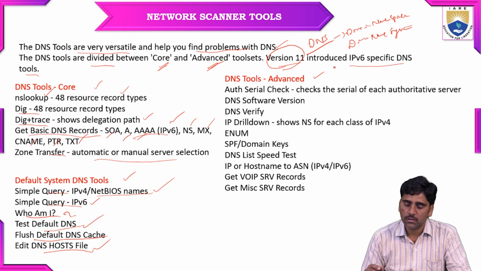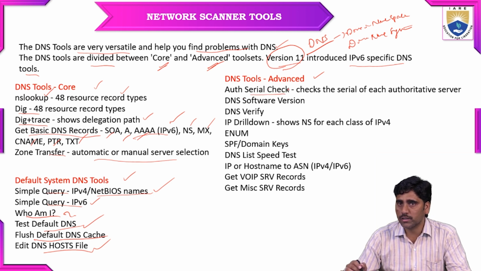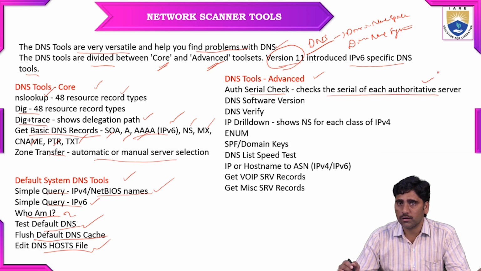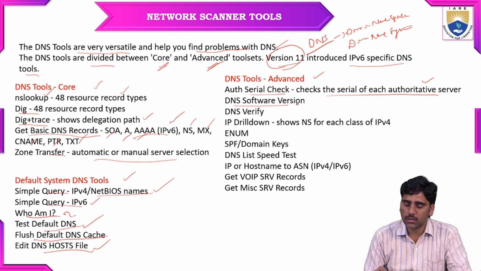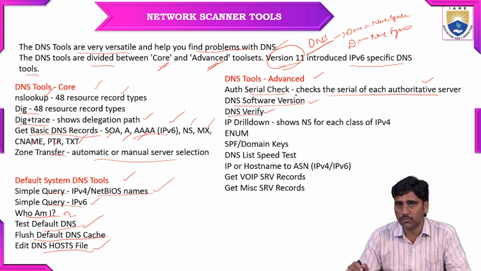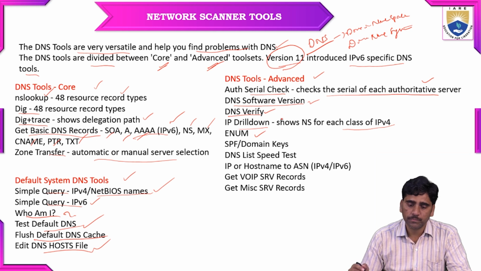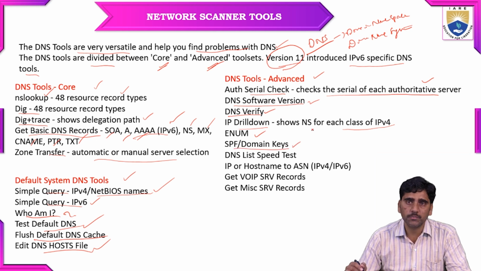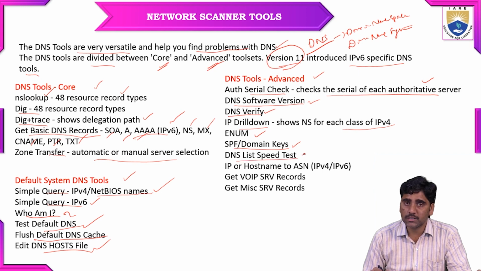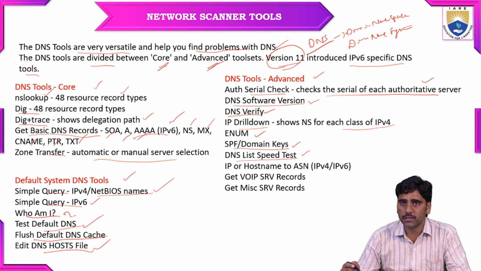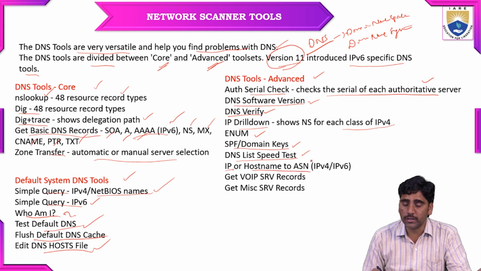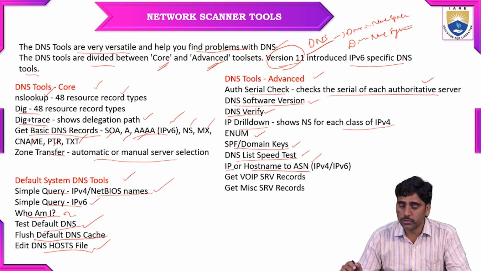Advanced DNS tools. So here, auth serial check, or authorization serial check, checks the serial of each authoritative server and DNS software version. The next, DNS verify. IP drill down, it shows NS for each class of IPv4. The next, ENUM. Next, SPF of domain keys. DNS list speed test. IP or hostname to ASN.